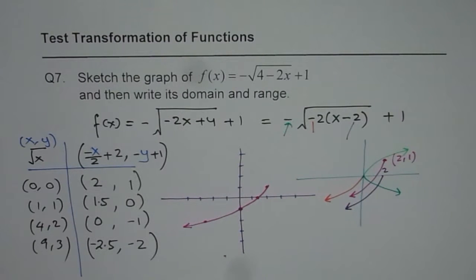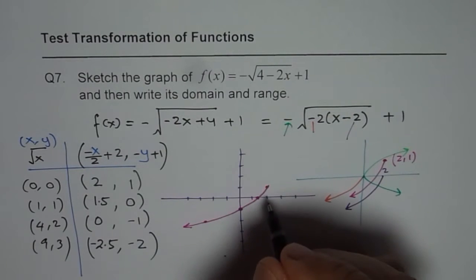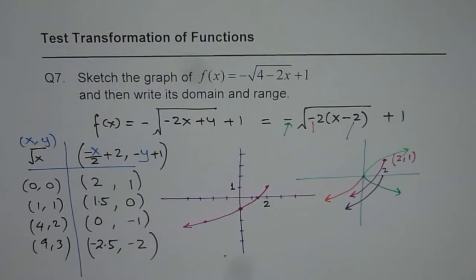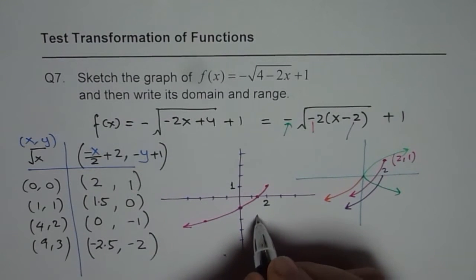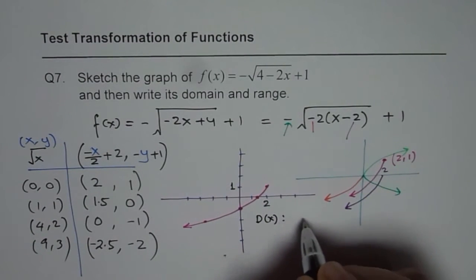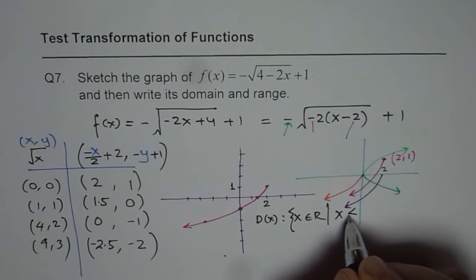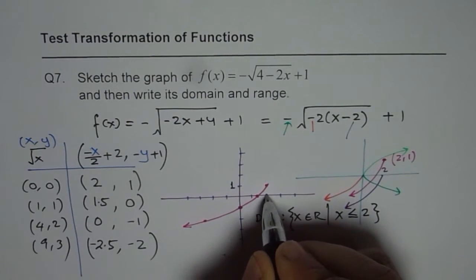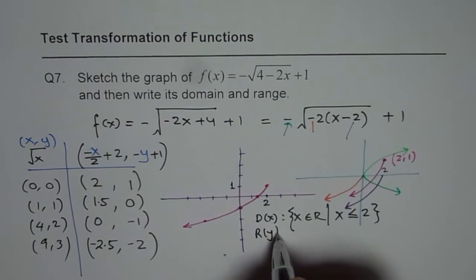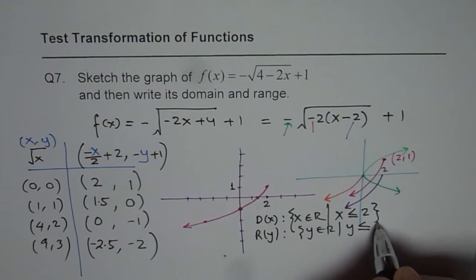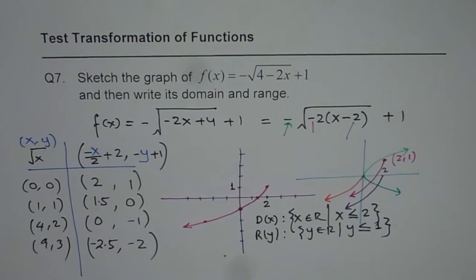Now from here, you can very clearly write down your domain and range. So it is 2 and this is 1, correct? So now we can write down clearly the domain and range for the function. The domain here is x belongs to real numbers, where x is less than or equal to 2. And the range is y belongs to real numbers, where y is less than or equal to 1. Is that okay? That is how you can get domain and range after transformation.